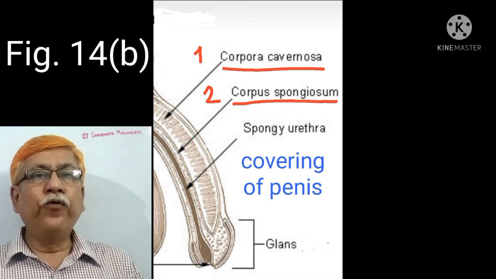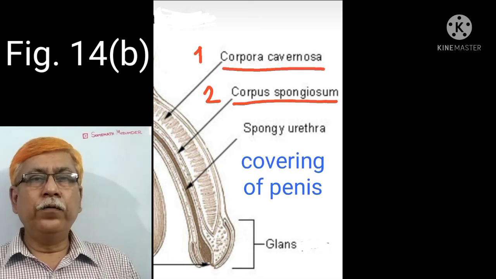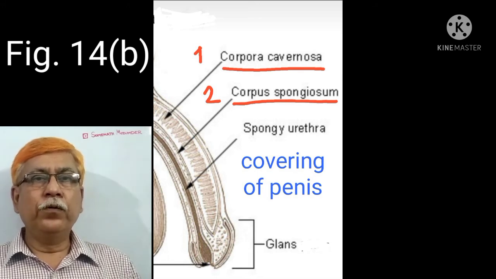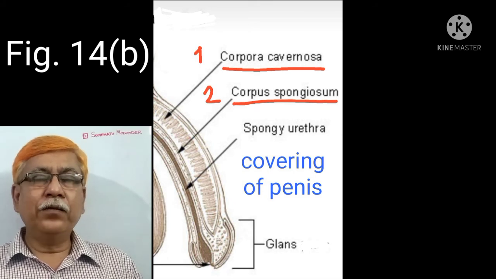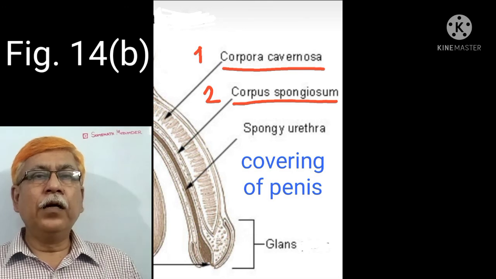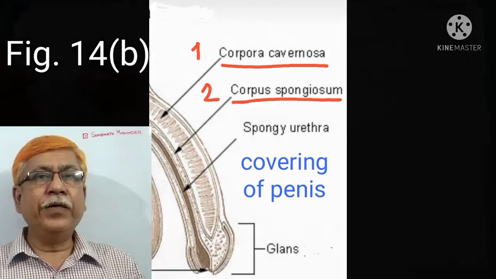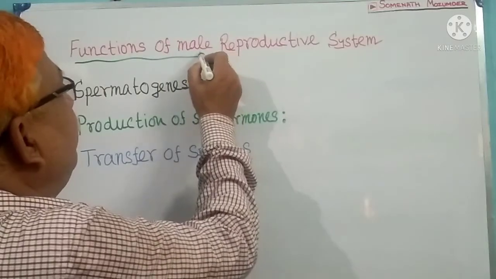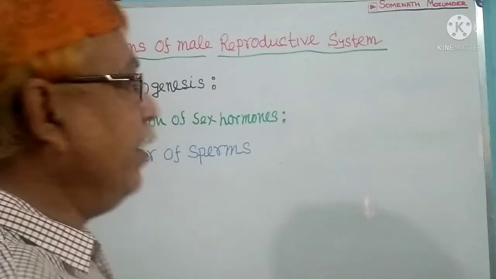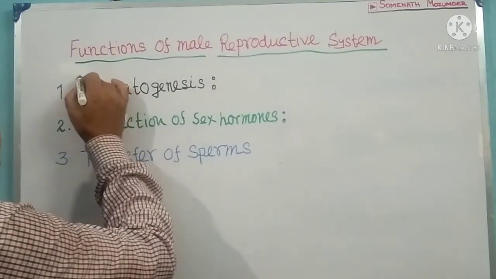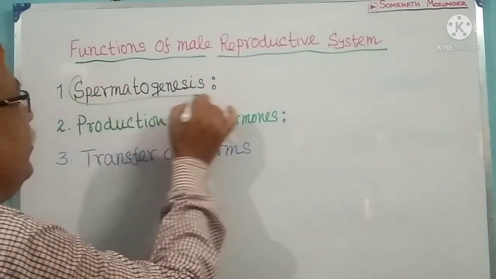A loose fold of skin called the prepuce or foreskin covers the glans of the penis. Functions of the male reproductive system. Number 1, spermatogenesis.